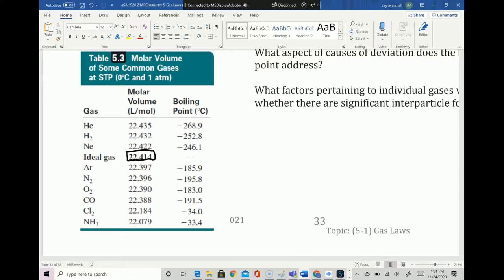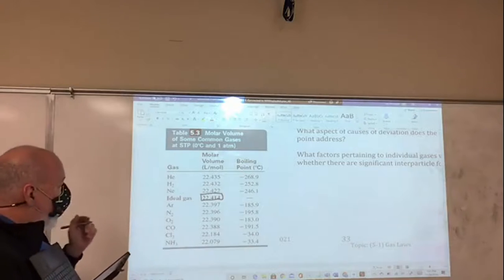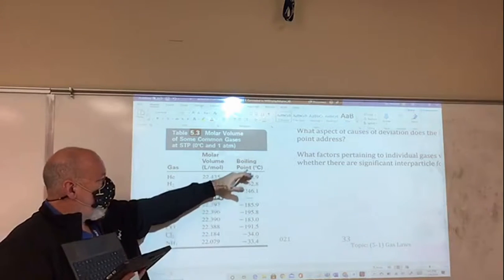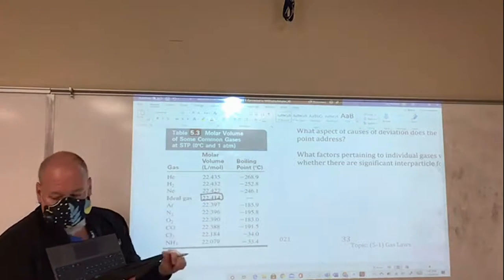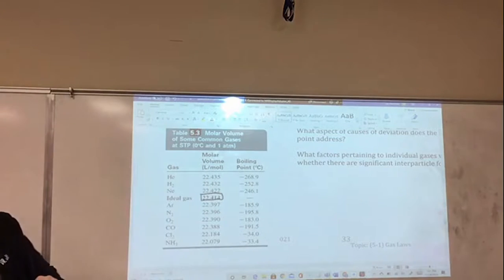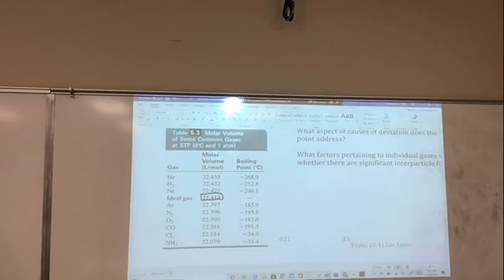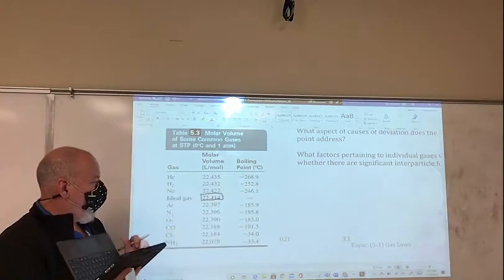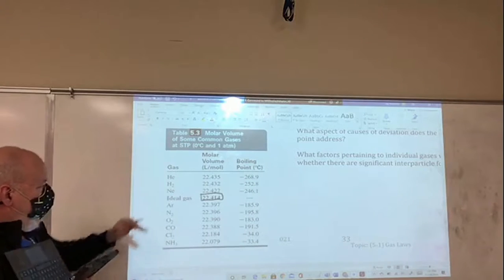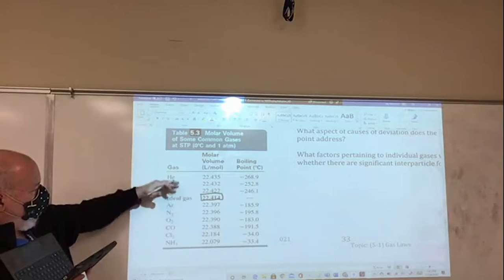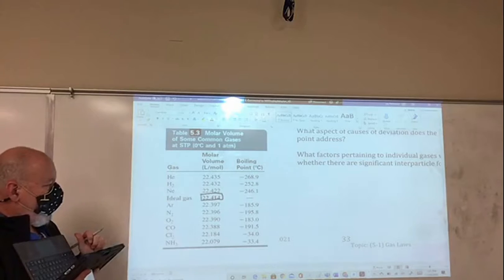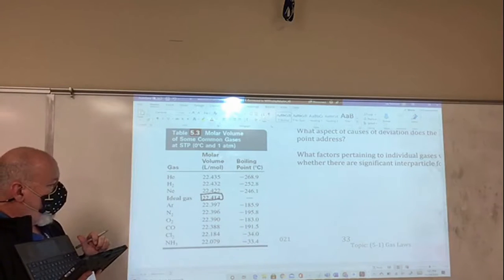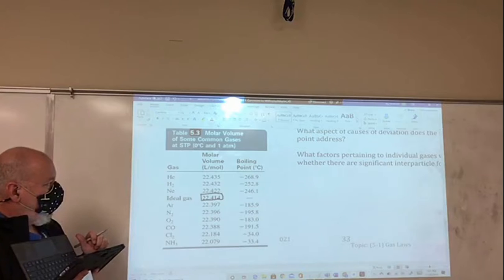And what do you notice about the boiling temperature here of these as we look at the volumes that they take up? The larger the volume, the higher the boiling point.